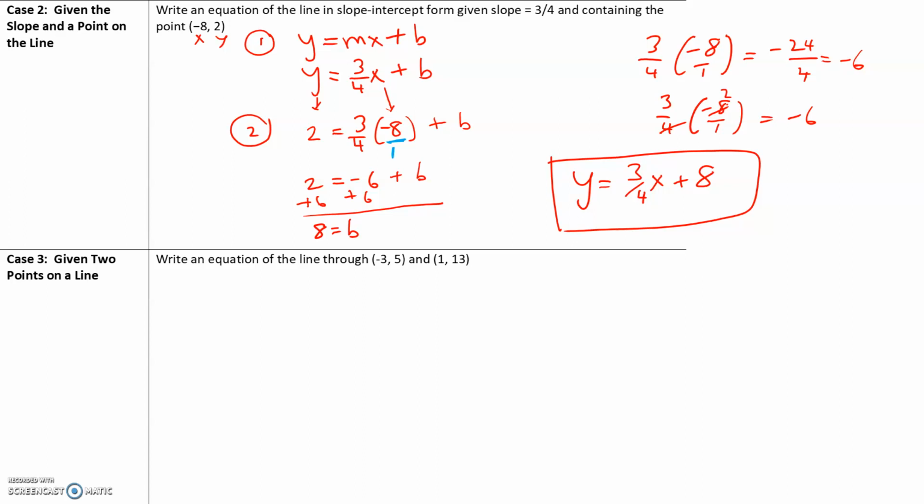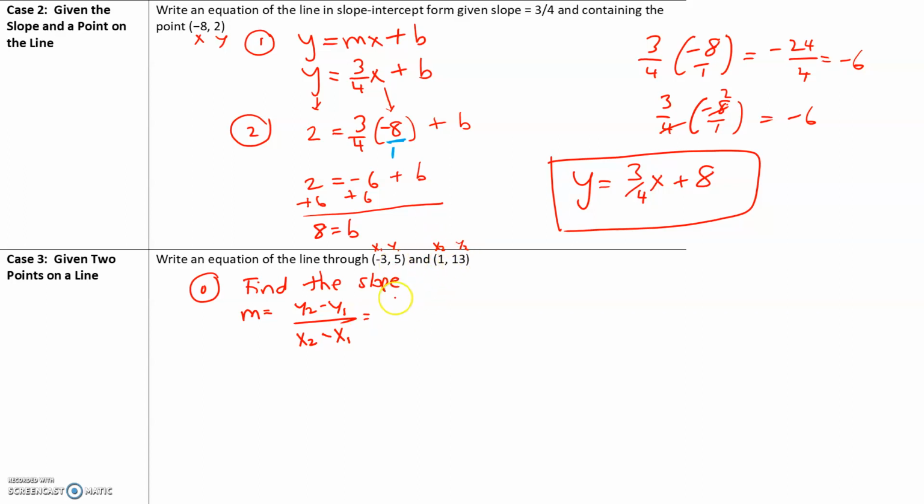Now, case 3, we're given 2 points on a line, but we're not given a slope. So remember, step 1, we need a slope, and then we need to plug it in. So step 0, we need to actually find the slope if it's not given to us. So in this case, let's find our slope. Our slope is y2 minus y1 divided by x2 minus x1. So the first point is x1, y1. The second point is x2, y2.